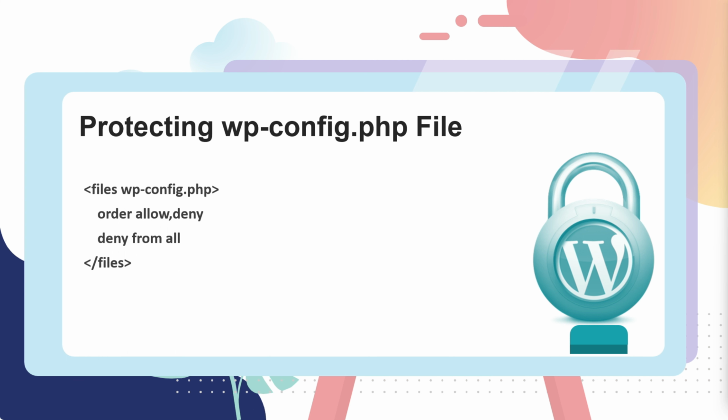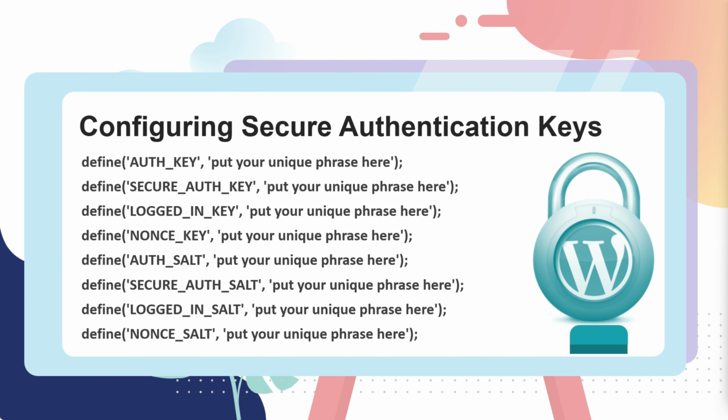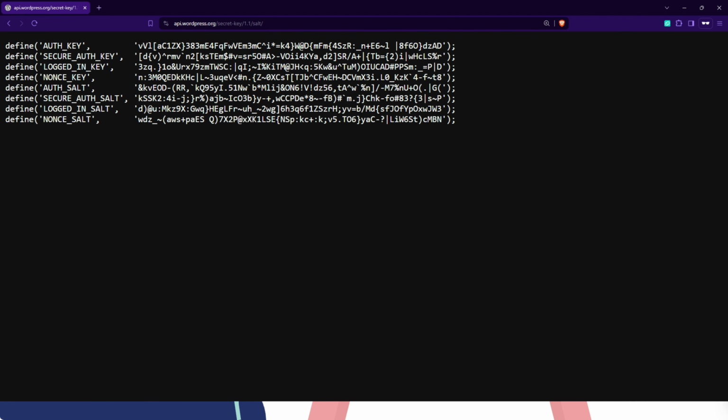Now, protecting the wp-config.php file: again we add rules in the .htaccess file to restrict access via the web browser. Next, configuring secure authentication keys. WordPress uses a set of secret keys for authentication. In the wp-config.php file, you can generate strong unique keys with the WordPress secret keys service at api.wordpress.org/secret-key/1.1/salt, where you can see define AUTH_KEY, SECURE_AUTH_KEY, LOGGED_IN_KEY, NONCE_KEY, AUTH_SALT, and so on. You can just copy and paste them into the wp-config file.